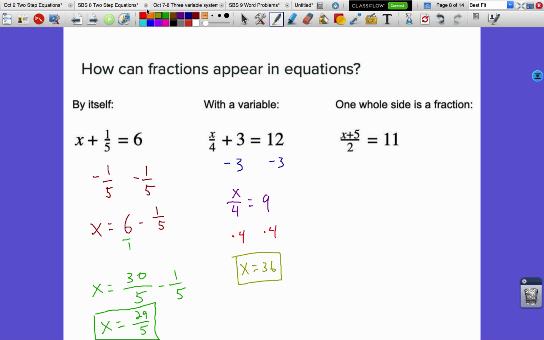All right, and then the last one where the whole side is a fraction, then you get rid of that fraction first thing. The entire side is being divided by 2, so let's multiply the whole side by 2, and it'll get rid of that divide by 2. Whatever we do to one side, we do to the other. Now I'm left with x plus 5 equals 22. Subtract 5 from both sides, and I get x equals 17. Put a box around it.